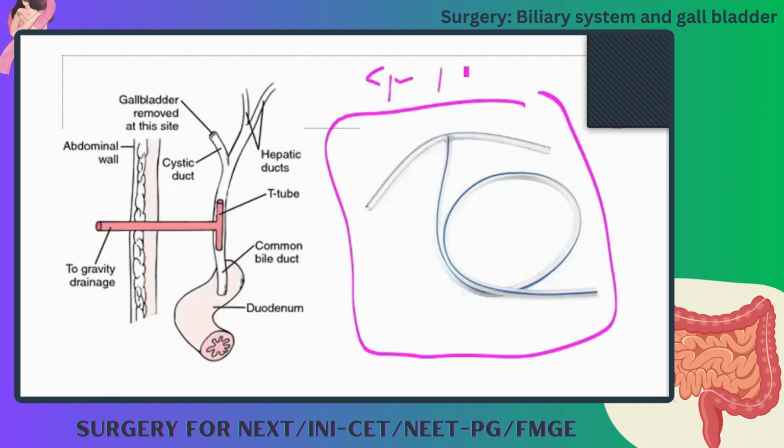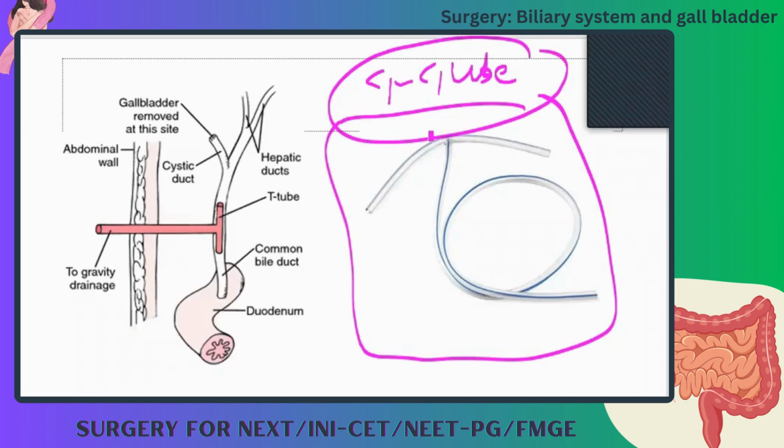This is a T-tube. We call it a T-tube. Whenever you do an open or lap CBD exploration, this is the CBD, this is the cystic duct, and this is the gallbladder, which has been removed. Whenever you open it, if we close it, it will stricture on itself. So what we do is we put a T-tube here.